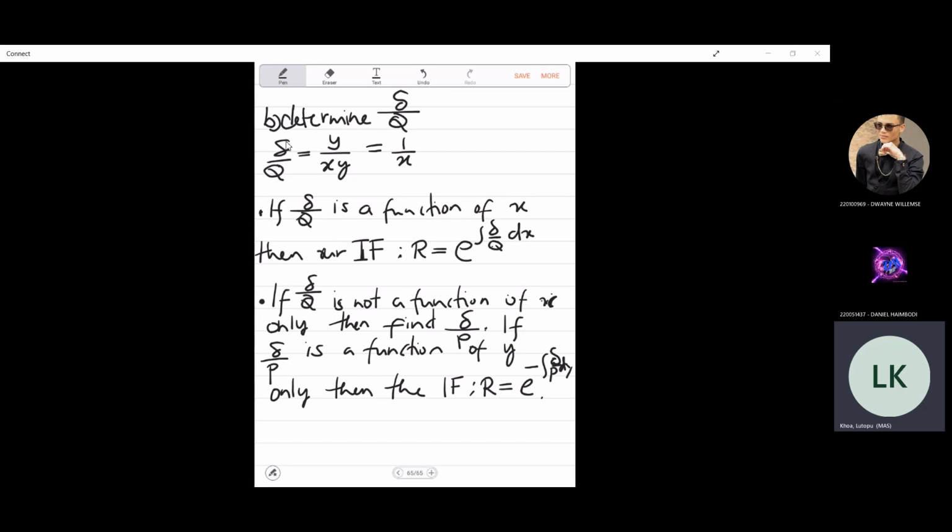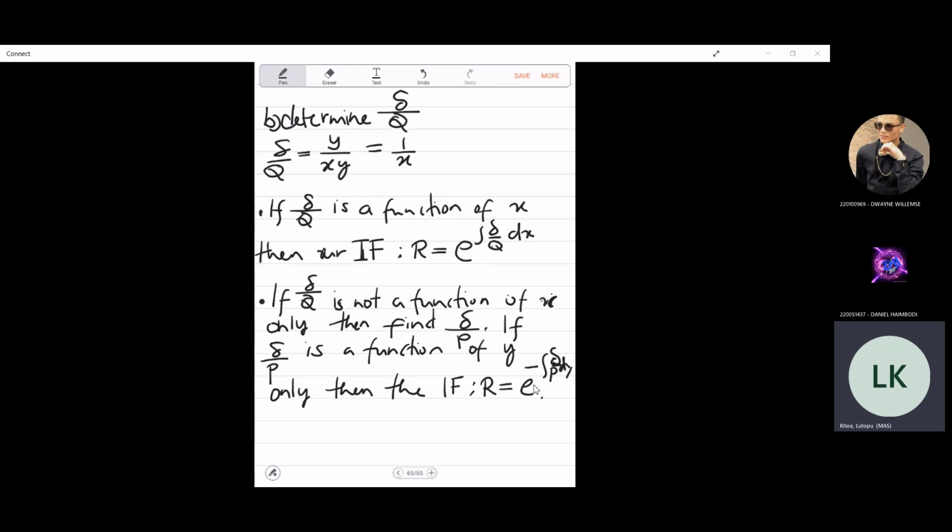The first one, you divide delta over Q, and you look at the function that you end up with. If it is a function of x only, then you find your integration factor, e to the power of the integral of this function with respect to x. But if this function is not a function of x only, so maybe it includes x and y terms, then we need to divide delta by P. And then if the function is a function of y only, then our integration factor is found in this way.